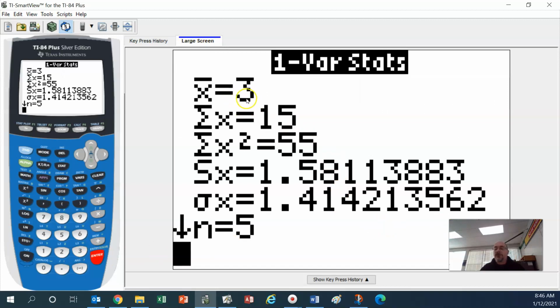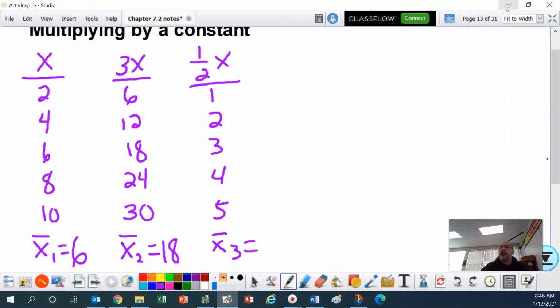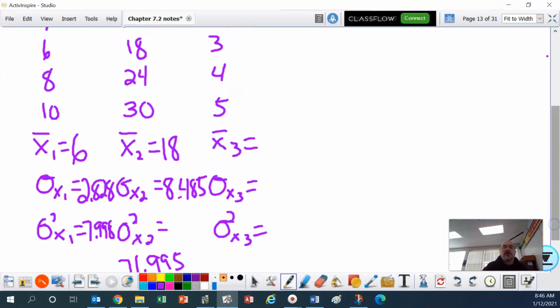So the mean is now 3, which is half of what it was, and the standard deviation is 1.414, which is half of what it was. So let me fill those in. This is now 3. This is 1.414. And if I now take that and square it for the variance, 1.999. You're going, well, why do we need to worry about variance? Something really important is going to occur, so please listen when we get to it.